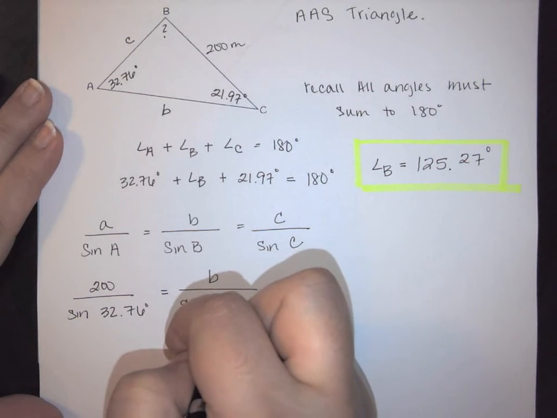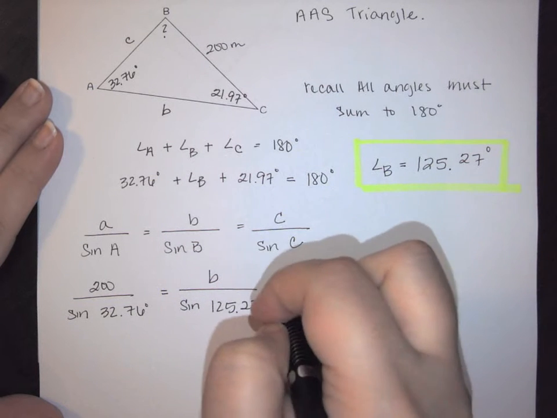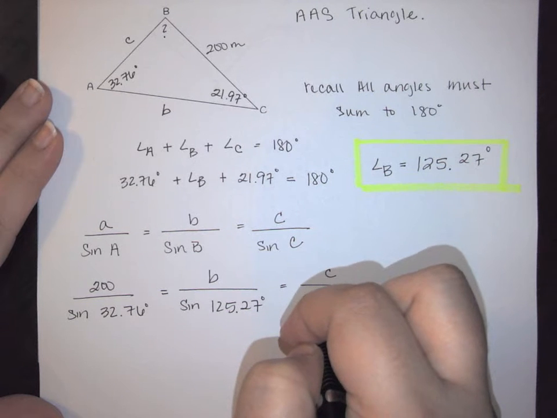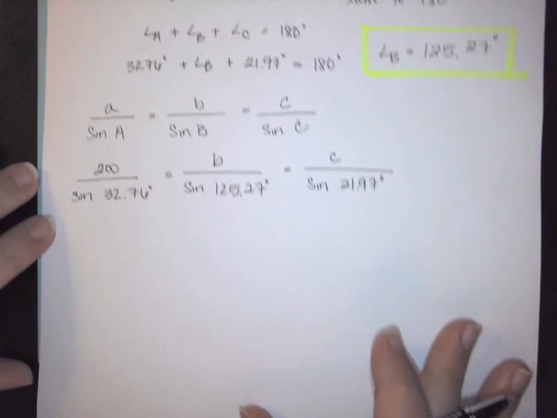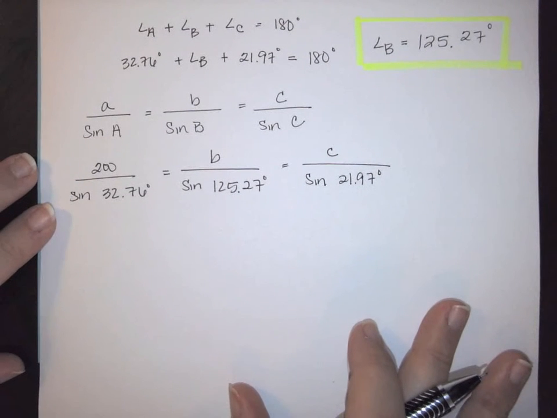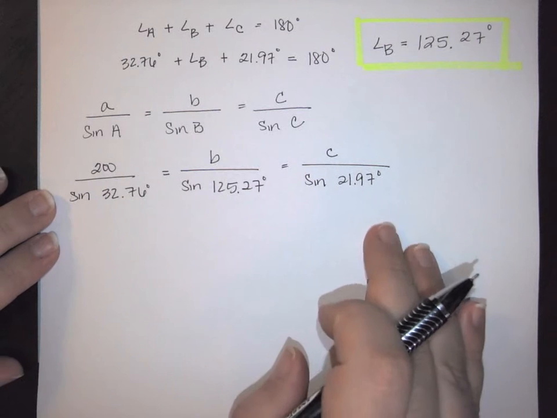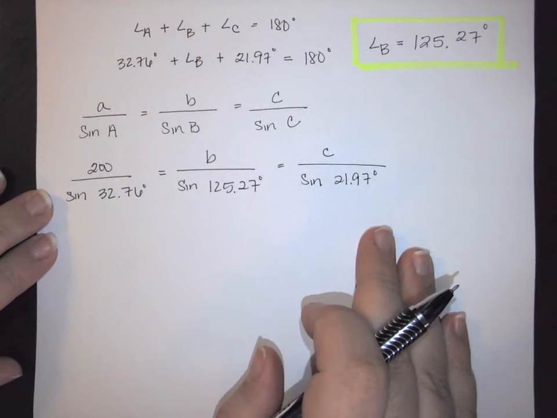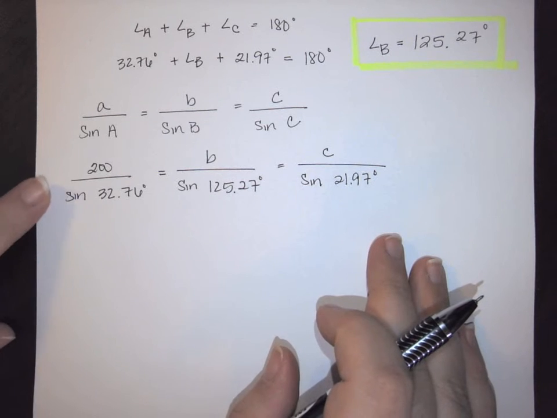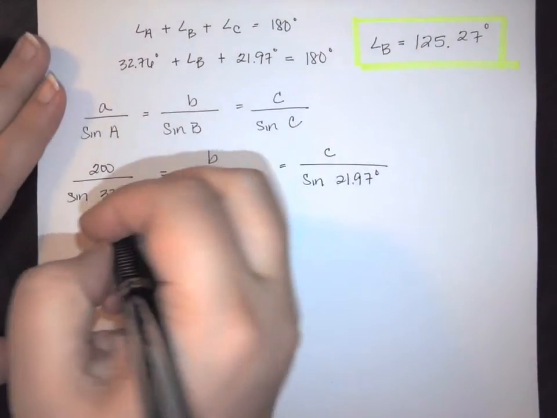Whenever you are working with law of sines, you want to use as much given information as you can. Okay, so what was given is all of A and the sine. So the first thing that I would do is I would find, say, C. So we have 200 over the sine of 32.76 is equal to C over the sine of 21.97.